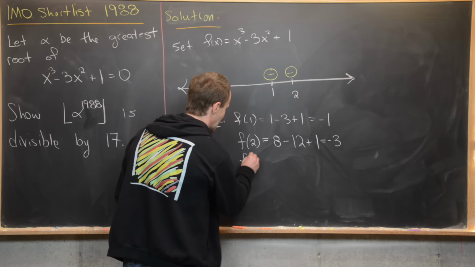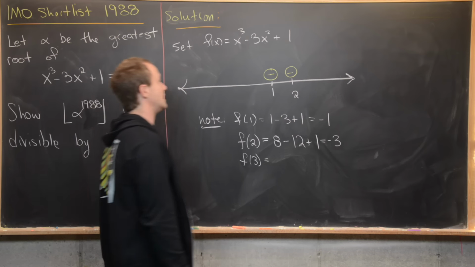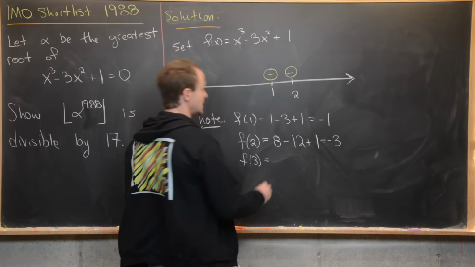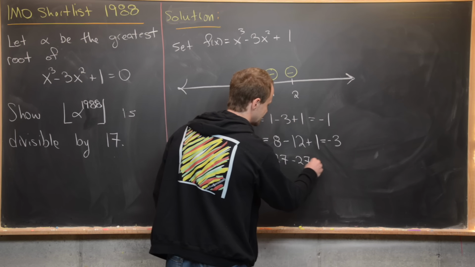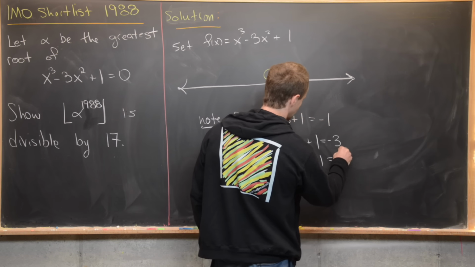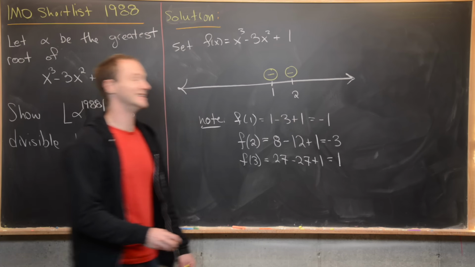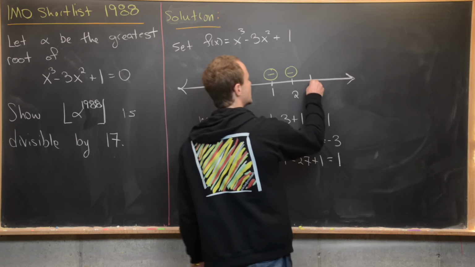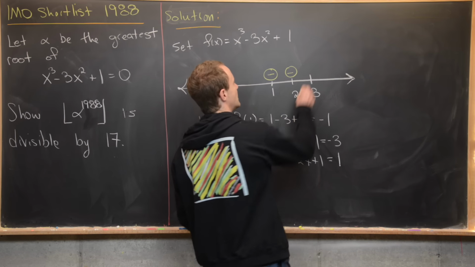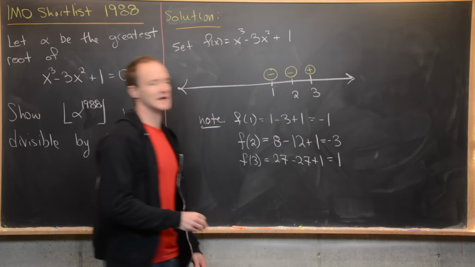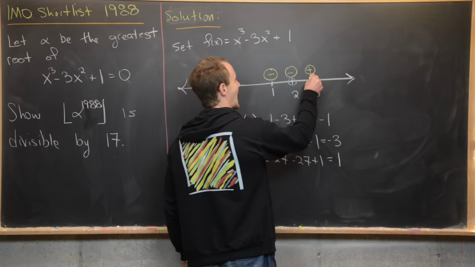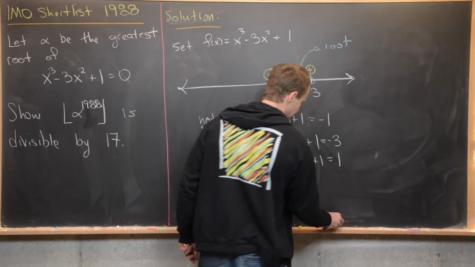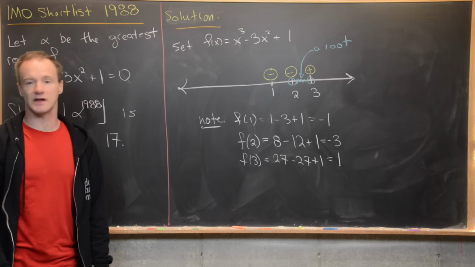Now let's maybe look at f evaluated at 3 and see what we get. So we got 3 cubed, which is 27, minus 3 times 3 squared, which is also 27, plus 1. So notice that's going to be equal to 1, which is positive. So here at 3, we plug that into the function and we get a positive number. So what that tells us is that we have a root on this interval from 2 to 3.